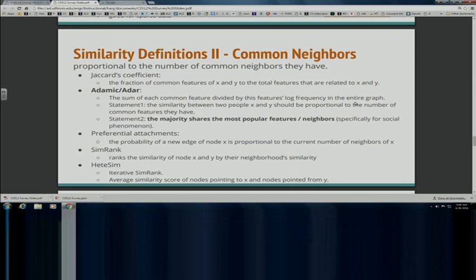And the third one is preferential attachment. It's the probability of a new edge at node x being proportional to the current number of neighbors of x. And SimRank, we already know, ranks the similarity of nodes x and y by their neighbors' similarity. It's like a second order, because it ranks their neighbors' similarity. And HeatSim is an iterative version of SimRank. It uses the average similarity score of nodes pointing to x and the nodes pointed from y.